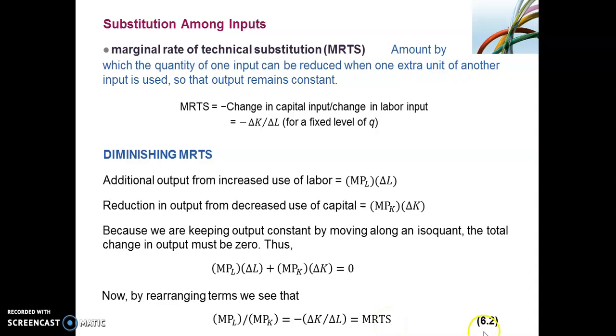So please, this equation 6.2, this is very important, right? So your marginal rate of technical substitution can be given by the ratio of your marginal product of labor, that is your variable that is on your x-axis, over your marginal product of capital, the variable that is on your y-axis or your vertical axis.